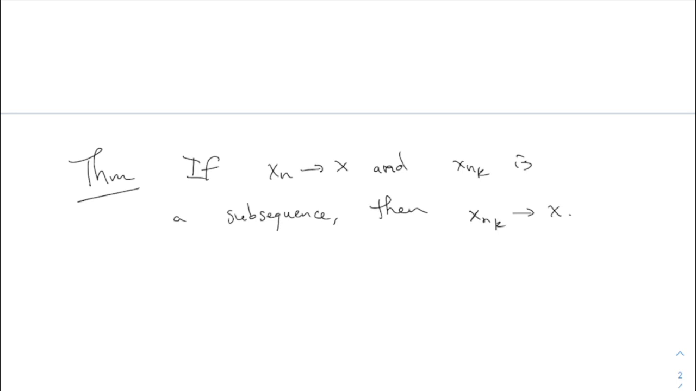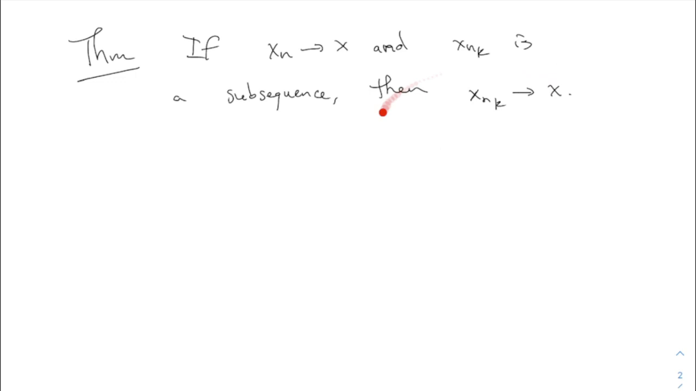This actually is a cute way that you can show something does not converge: the contrapositive. Remember, if it's P implies Q, the contrapositive is not Q implies not P. And they are equivalent, so the contrapositive you just get for free. If you already know this is true, the contrapositive is automatically true. That means if there's a subsequence which does not converge to X, then the original sequence also does not converge to X.